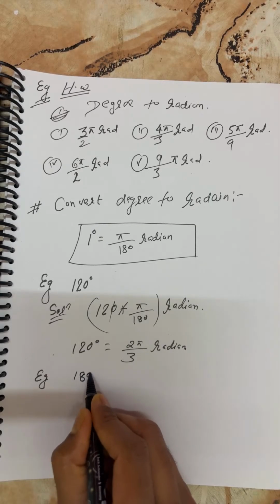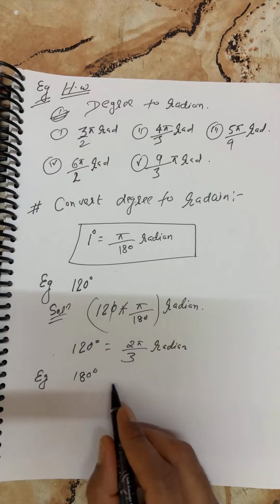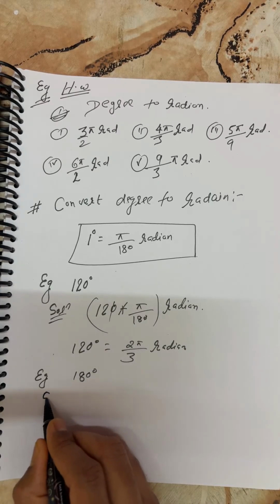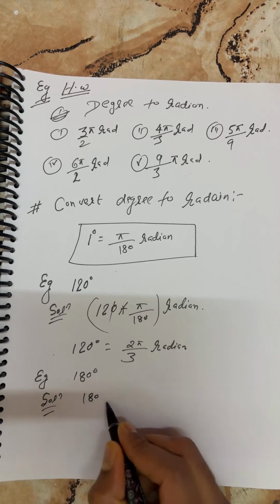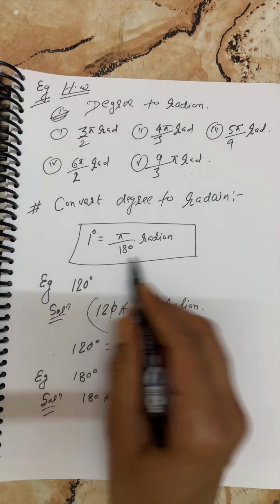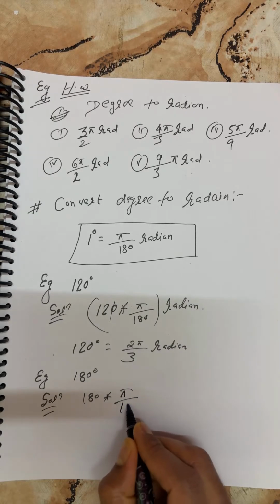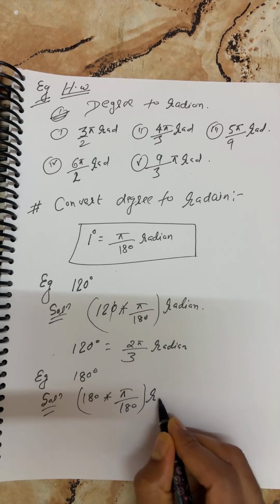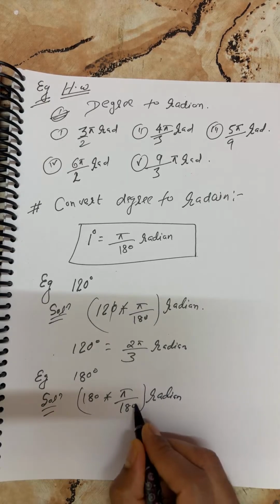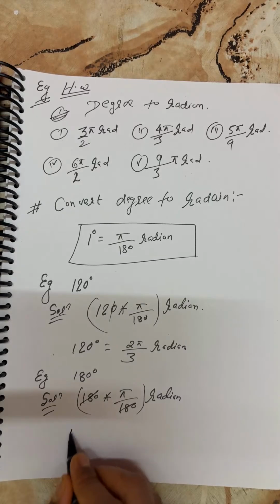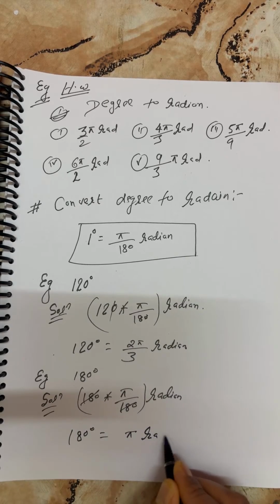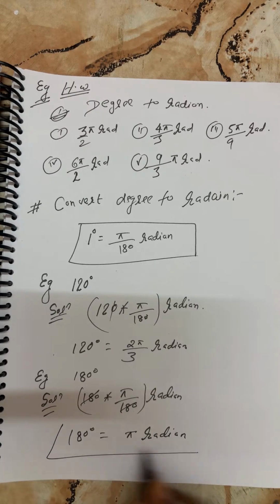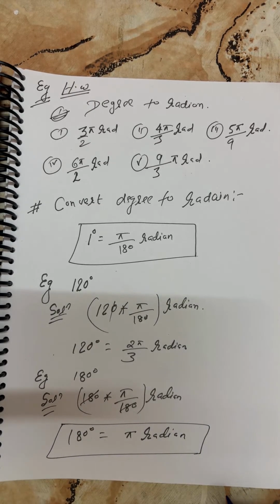My kids, another example: 180 degree, also convert into radian. Have a look at the solution. 180, and 1 degree, as I said, is pi by 180. You will get the answer in radian. It cancels, so we can write as the final answer: 180 degree is equal to pi radian. These are the things here.